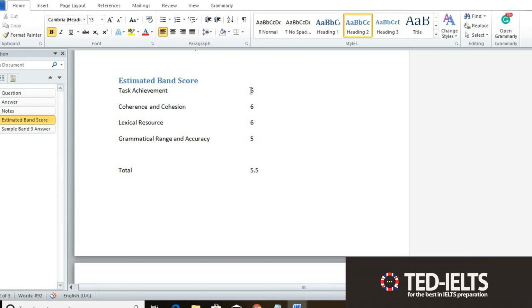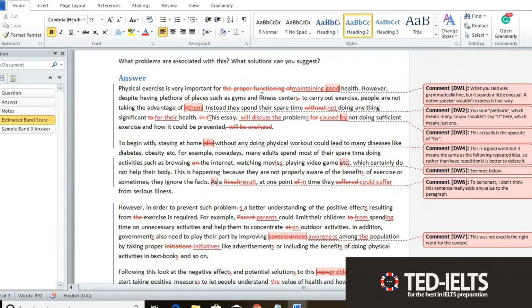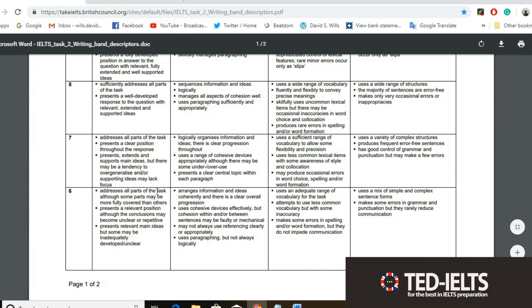6 is really more of an average score. 6 is something that a lot of people can achieve. It basically means you have answered the question quite well. If we read through this essay, then what we can see is that they have fulfilled the criteria that we saw here. They have addressed all parts of the task, but maybe not perfectly. They've got a position, but maybe unclear.